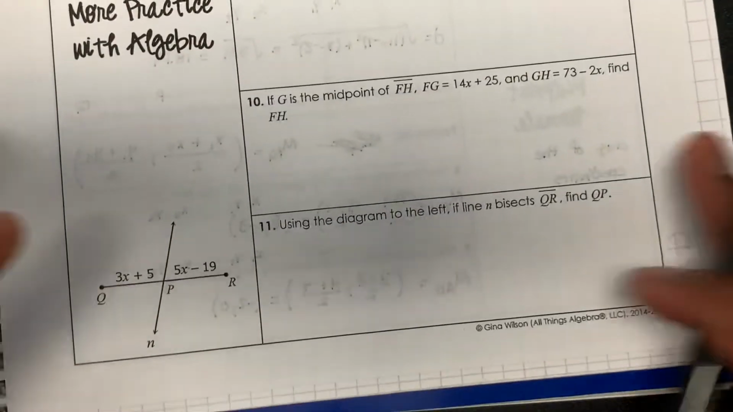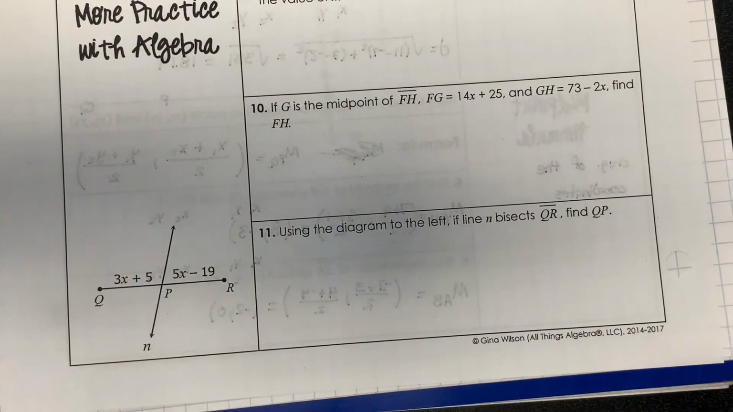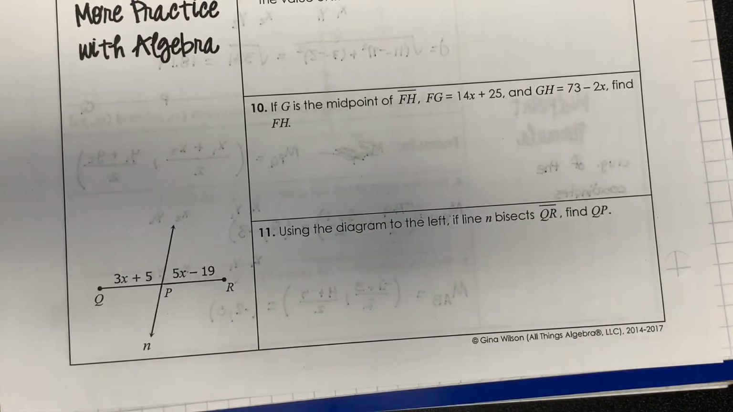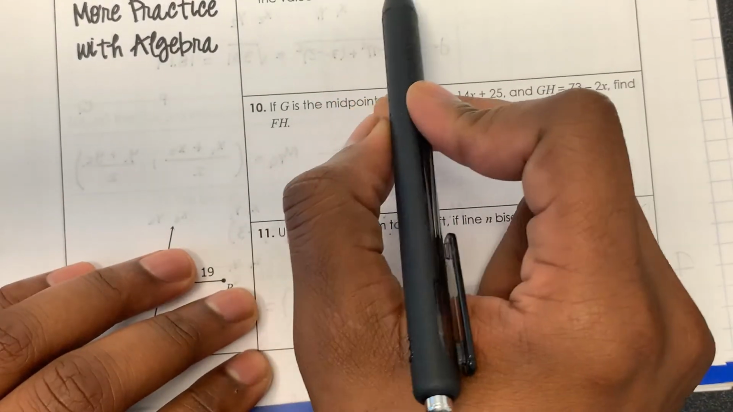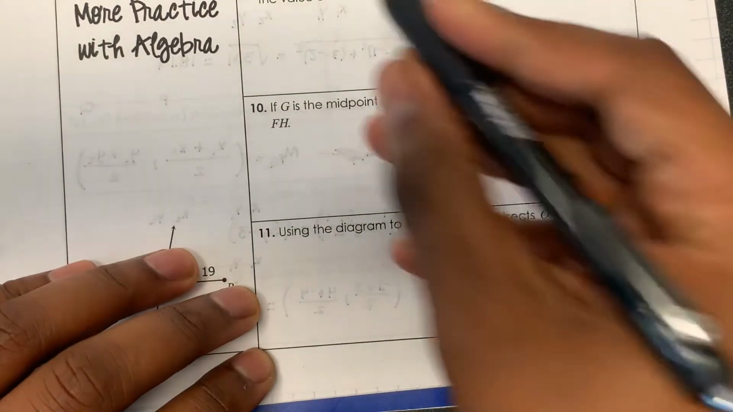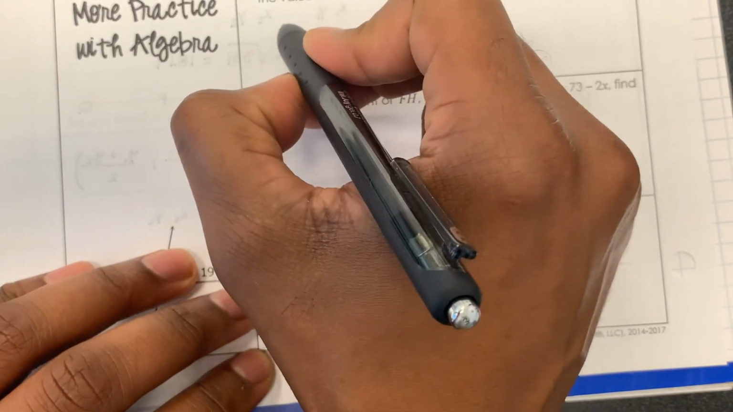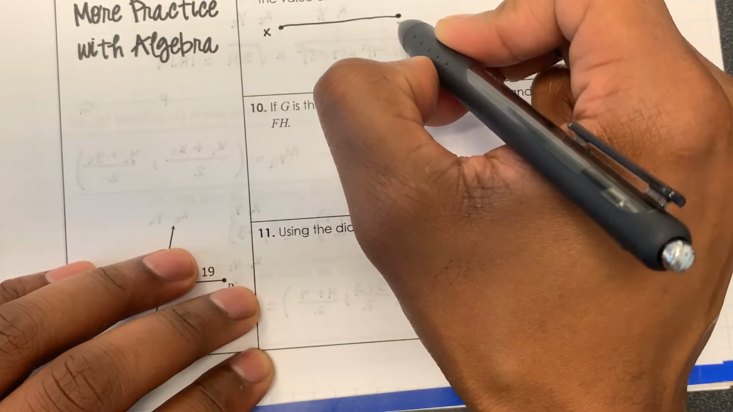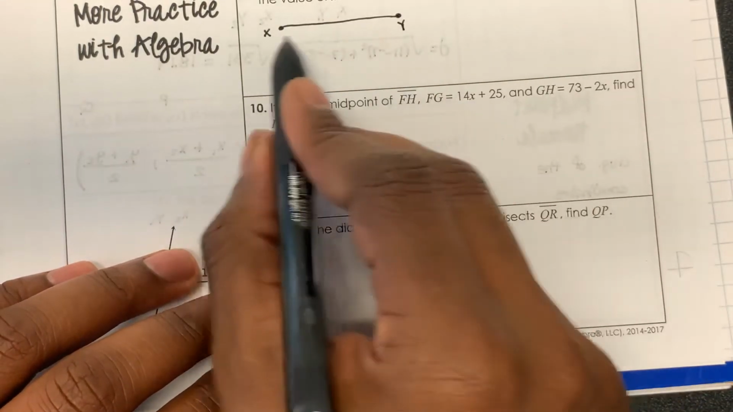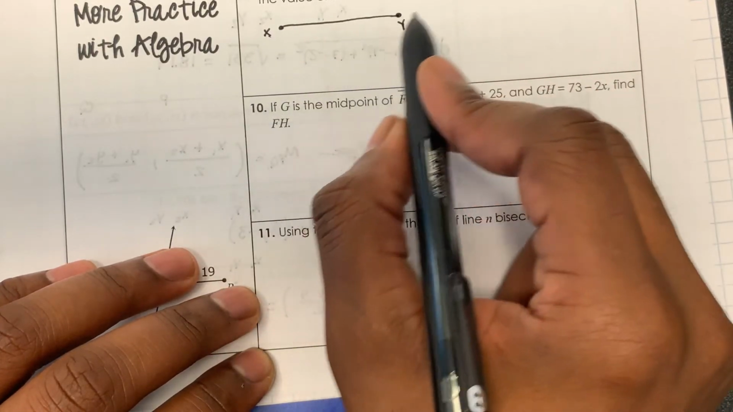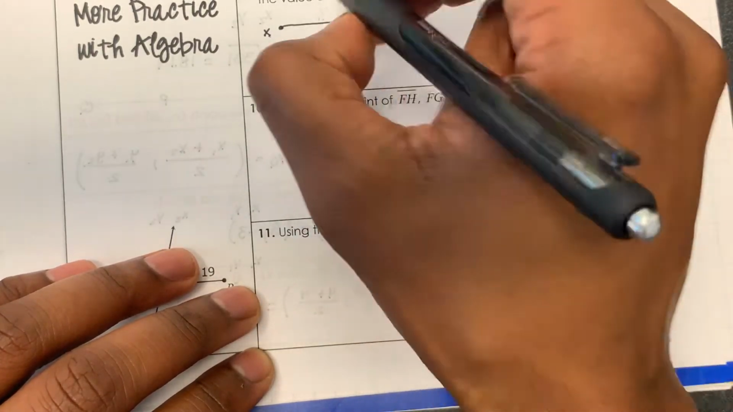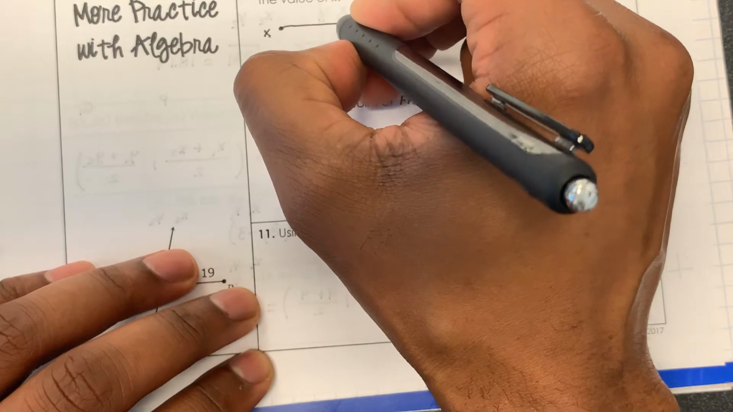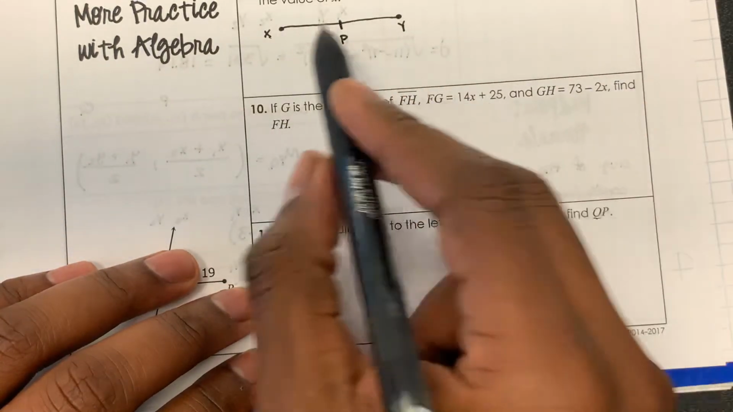So the last 3 examples are if we are given just a line segment. So we have this line segment XY. Let's draw this. We have a line segment where we have X, we have another, and it has 2 endpoints, XY. So line segment XY, and P is the midpoint of the segment. So we're going to put P as close to the middle as we can. So P is right here.